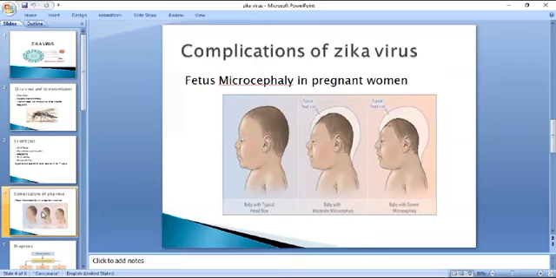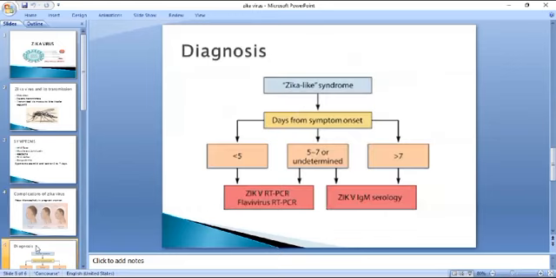Now, coming towards the diagnosis of this disease, there are two phases of disease diagnosis, an early phase and a late phase. The early phase includes roughly 5 or less than 5 days from the symptoms onset, and the late phase includes roughly more than 5 days from the symptoms onset. During the early phase of disease diagnosis, PCR is performed, and specifically reverse transcriptase PCR is performed, and it detects viral RNA in blood or urine. During a late phase of disease diagnosis, serology becomes important as it determines antibodies against Zika in the blood.